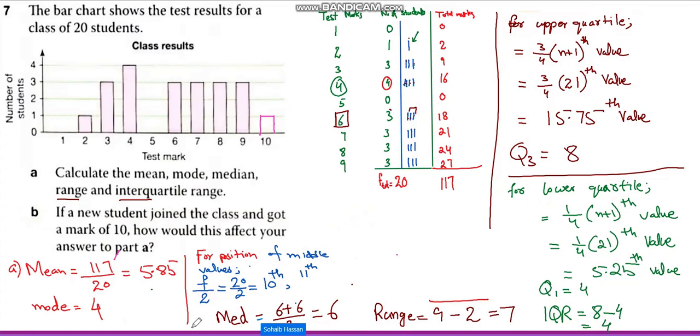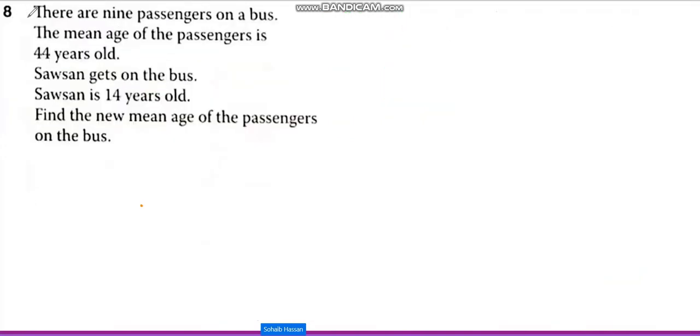Now we will proceed to the next question. In question number 8, it says there are 9 passengers on a bus. The mean age of the passengers is 44 years old. Let's write down the formula for the mean. We know that the mean is the sum of numbers divided by the total numbers. Or we can sometimes write here the frequency, the total frequency.